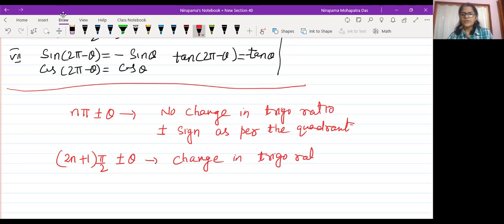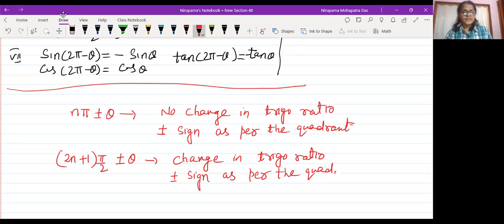Change in trigo ratio means from sine it will be cosine, from cosine it will be sine, from tan it will be cot, from cosec it will be sec, and similar way. And plus minus sign as per the quadrant. Okay, so if you remember this trick, I don't think you will make any mistake.